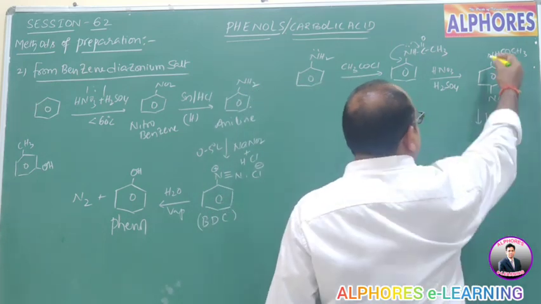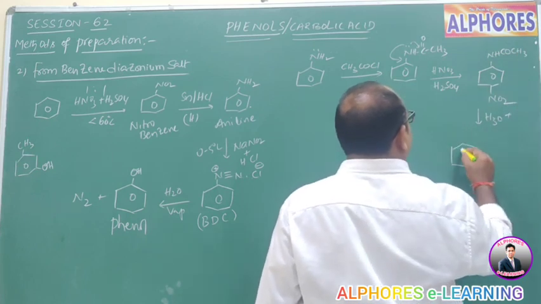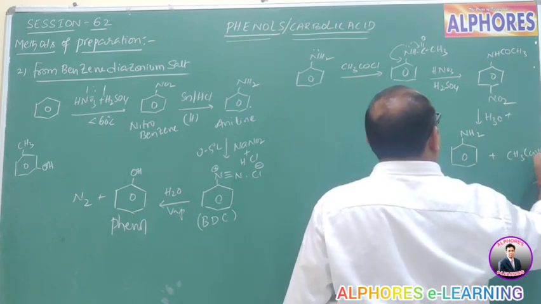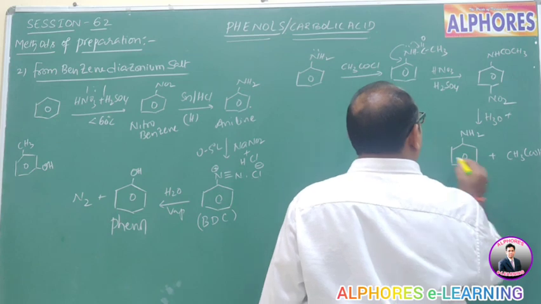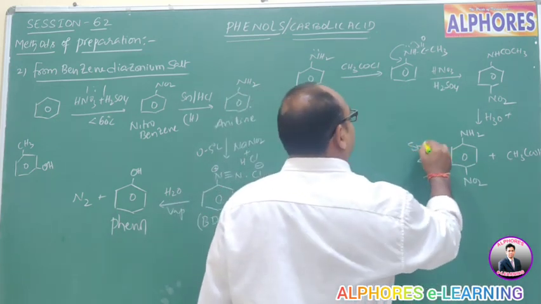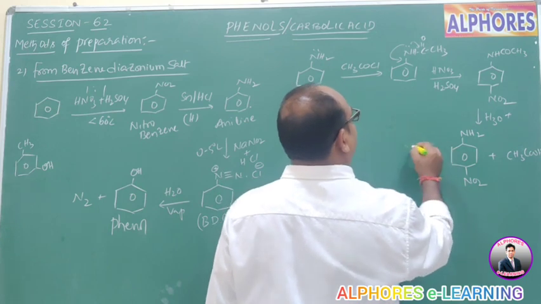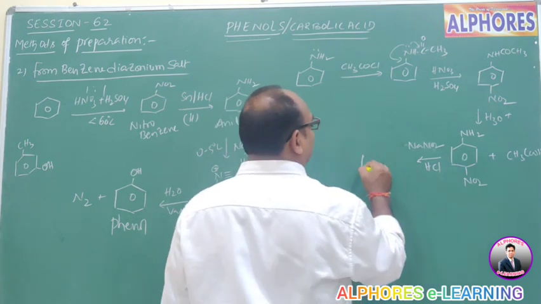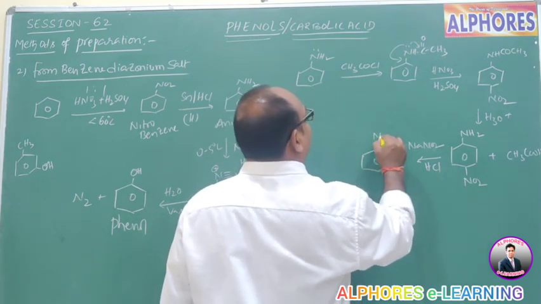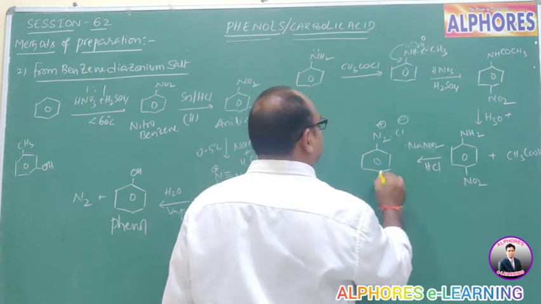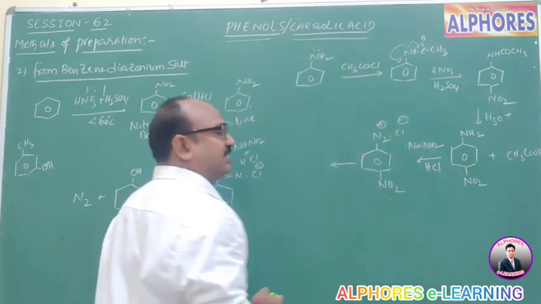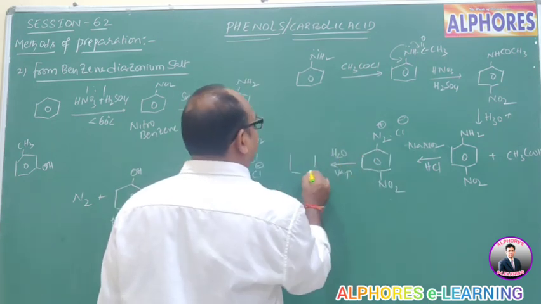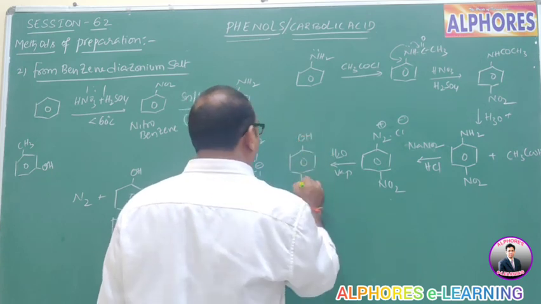hydrolysis, acid hydrolysis again, the NHCOCH3 converts into NH2, and this CH3COOH leaves away, and the NO2 remains. Now this one upon reaction with NaNO2 and HCl, since the NH2 group converts into N2+ Cl-, and this para position NO2 group remains as such. This one upon reaction with H2O in vapor state, we are getting para nitrophenol.